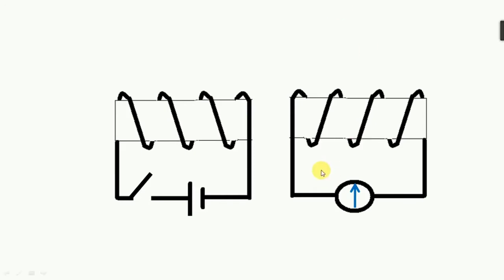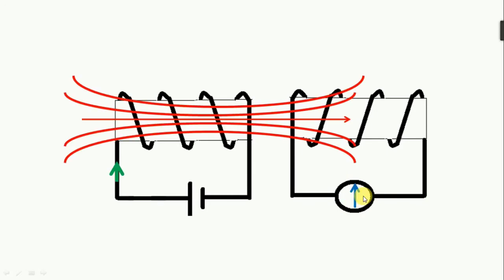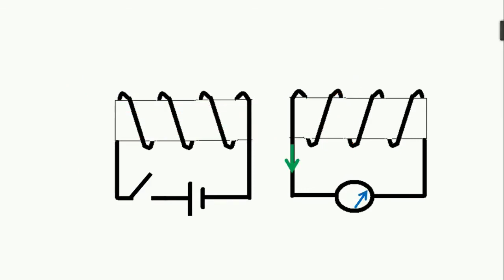So this is the same experiment. Now when I switch this on, there will be a magnetic field and the flux will change. There will be a momentary deflection in this galvanometer. So you can keep your eye on this galvanometer when I switch on. So you saw that the deflection is for a moment only. Now similarly when I switch off, the flux will change and there will be induced EMF in the opposite direction.